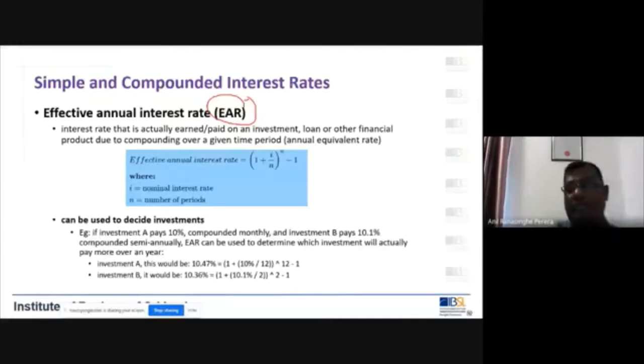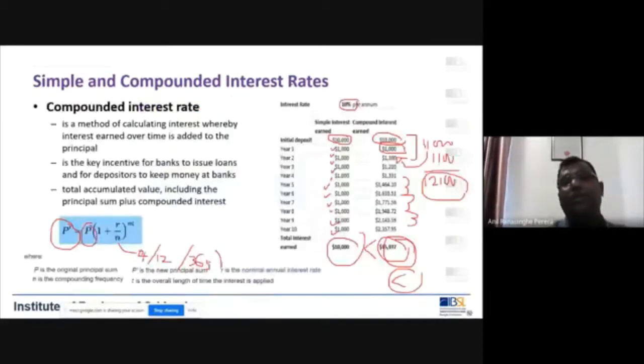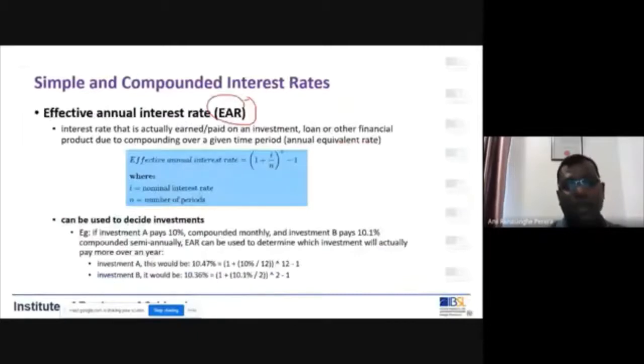So the concept of compounding is applied here in order to calculate the total earnings for a particular period. So you call it annual equivalent rate, EAR. So how do you calculate it? This is the simple formula to calculate EAR: (1 + i/n)^n - 1. Here i means the nominal interest rate, n means number of periods.